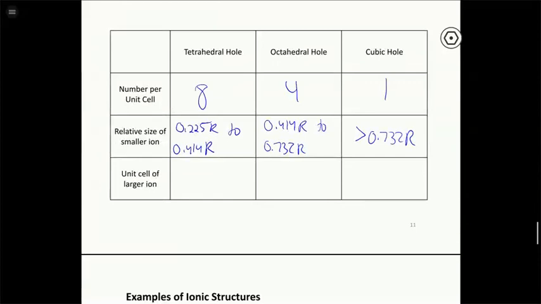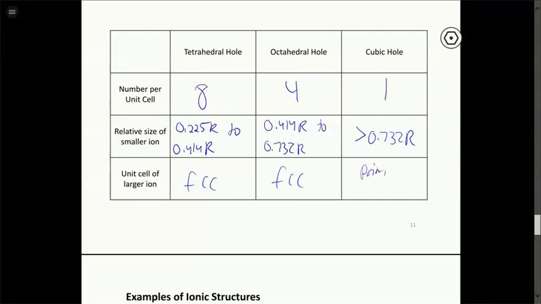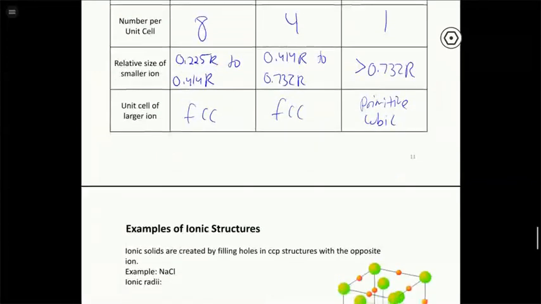And then finally, the type of unit cell that these come from, remember that the tetrahedral and the octahedral holes exist in a face-centered cubic unit cell, whereas the cubic hole exists in a primitive cubic or simple cubic unit cell. Alright, so that's all the important information about the holes. So now what we're going to close up with is just some examples of real ionic compounds and how they're built up by filling these different holes in the structures.